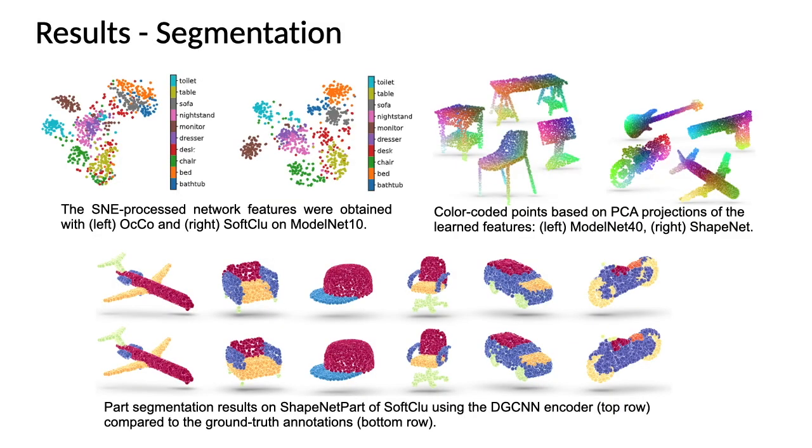Here, we report some segmentation qualitative results. On the top left, we report t-SNE projections of the network features, where we can see that our approach on the right obtains better clusters compared to the OCO features on the left. On the top right, we report the PCA projection of the learned features. Finally, in the bottom figure, we report the qualitative results in the part segmentation downstream task.